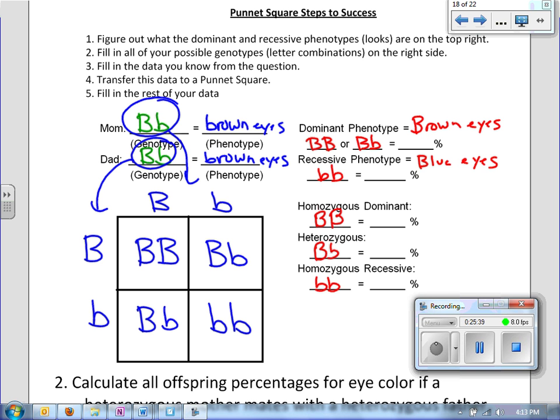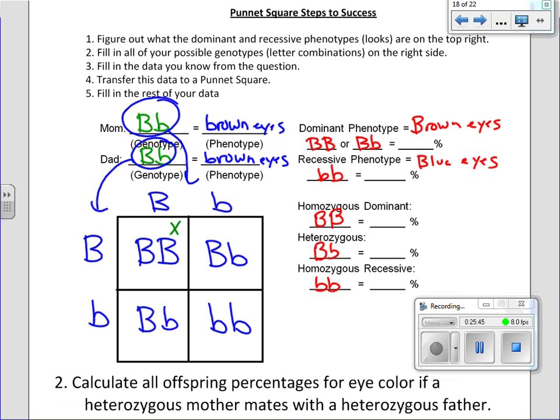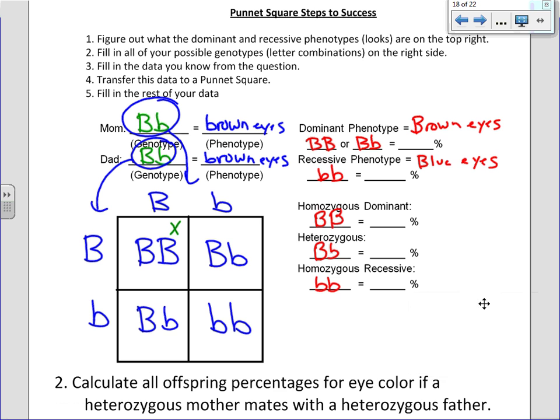And now you simply just need to transfer your information over. You'll see that for what percent are homozygous dominant, that's that square right there. That is 1 out of 4, which is 25%. How many of them are big B, little b? There's 1, 2. 2 out of 4, which is 50%. Last but not least, how many are little b, little b? Only 1. 1 out of 4 is 25%.